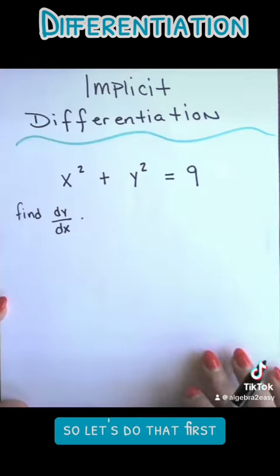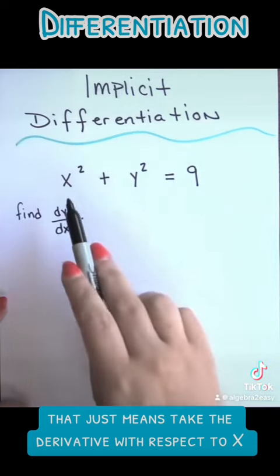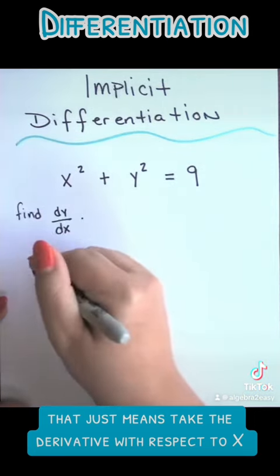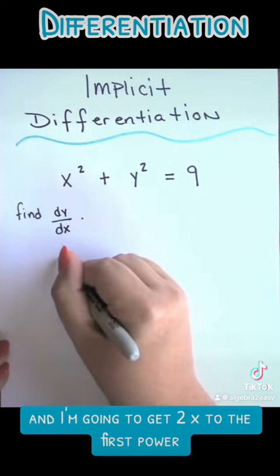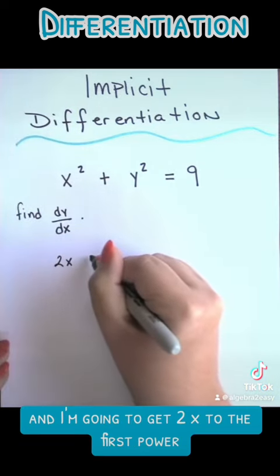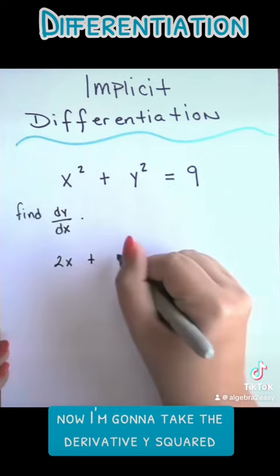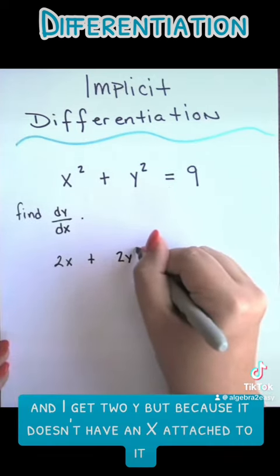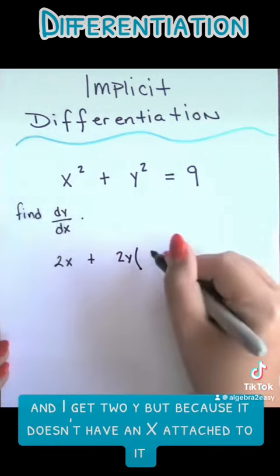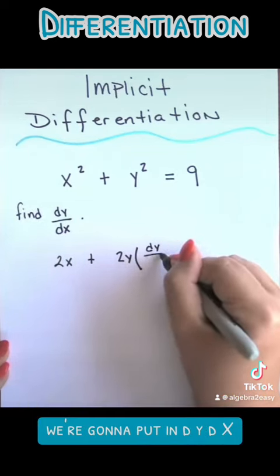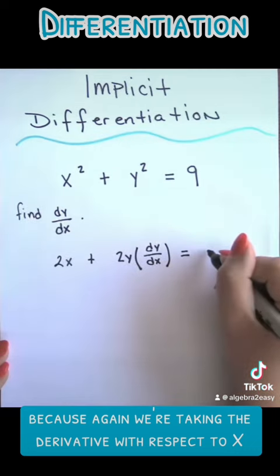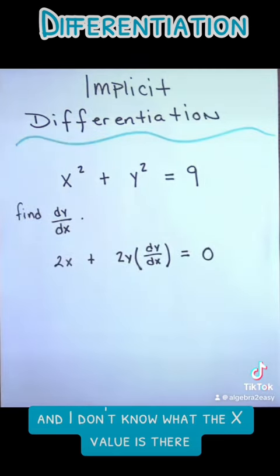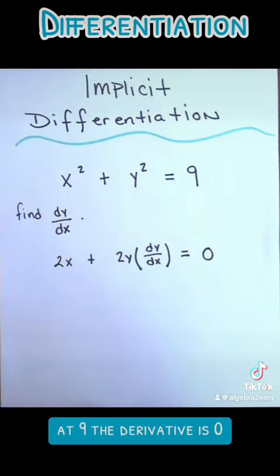So let's do that first. That just means take the derivative with respect to x. So I'm going to take the derivative here of x squared, and I'm going to get 2x to the first power. Now I'm going to take the derivative of y squared, and I get 2y. But because it doesn't have an x attached to it, we're going to put in dy/dx. Because, again, we're taking the derivative with respect to x, and I don't know what the x value is there. At 9, the derivative is 0.